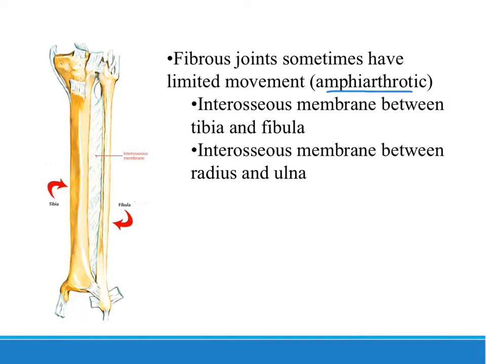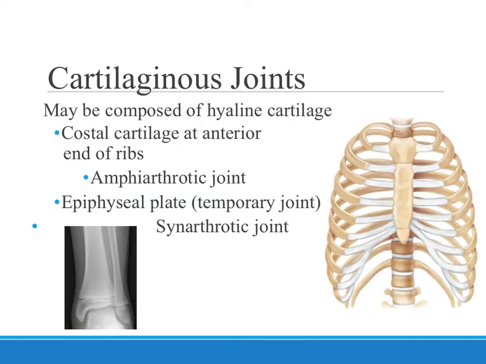So there is an interosseous membrane. Inter, of course, is between two things. Osseous, that word that we saw with osteoblast, just means bone. So between the tibia and fibula, as this diagram is showing, you have a membrane, and you have a similar thing between the radius and the ulna. Connecting these two bones, we have a membrane, and so this is considered a fibrous joint.